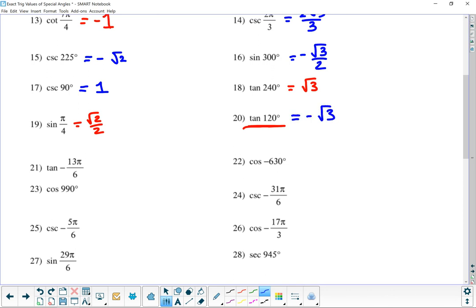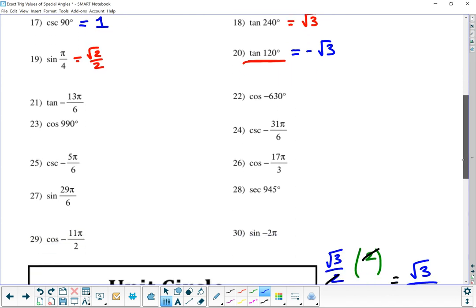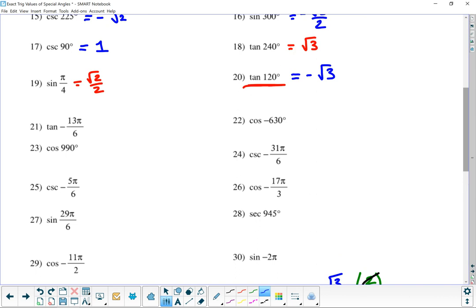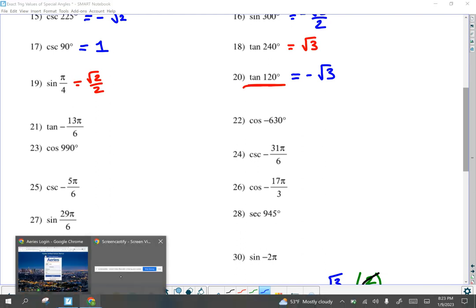Okay, and we'll stop there. I apologize. I forgot to tell you not to go from 21 to 30 because these are periodic, meaning that they're going to contain another circle, or maybe two more circles, or maybe three more circles. So we'll talk about how to do that tomorrow. All right, but that is a wrap.